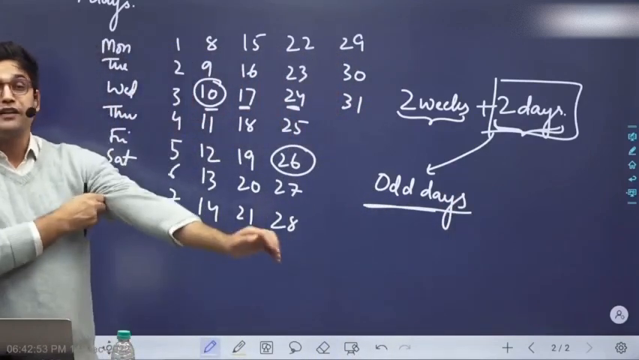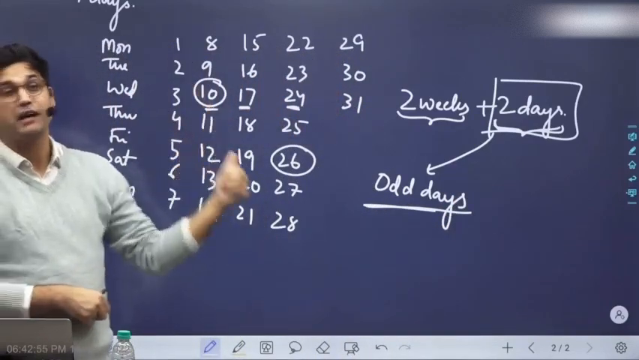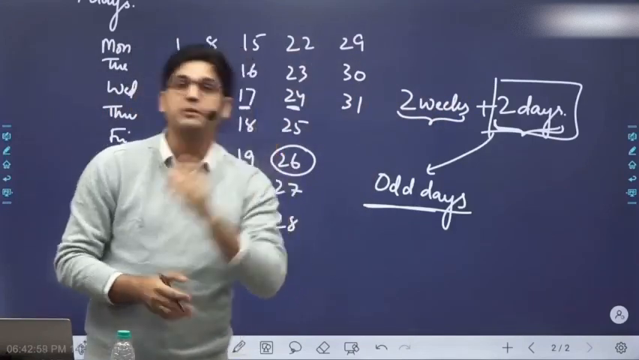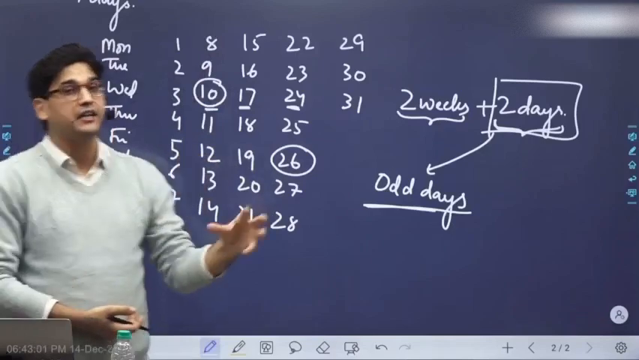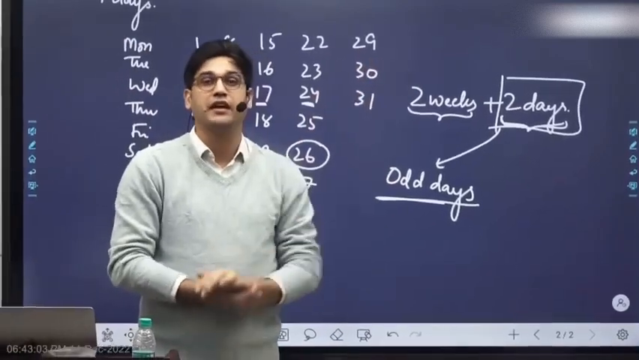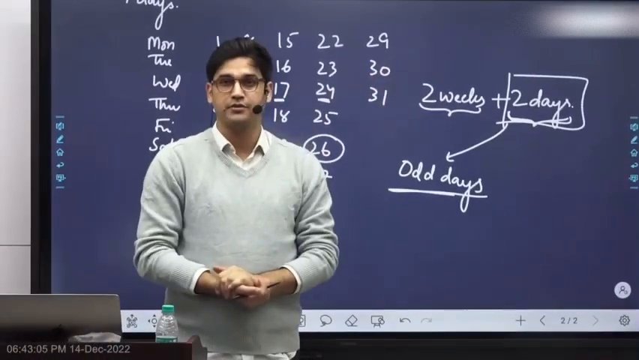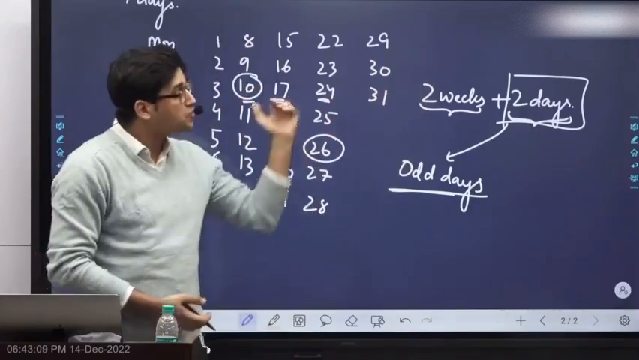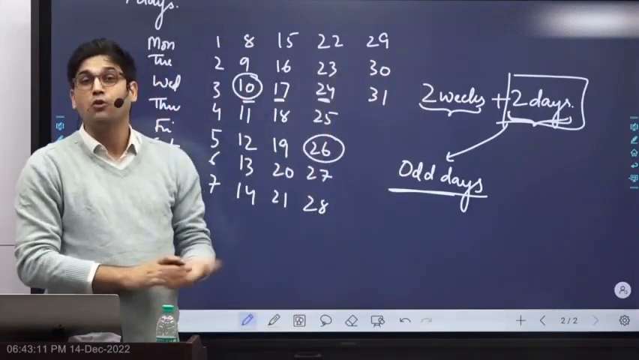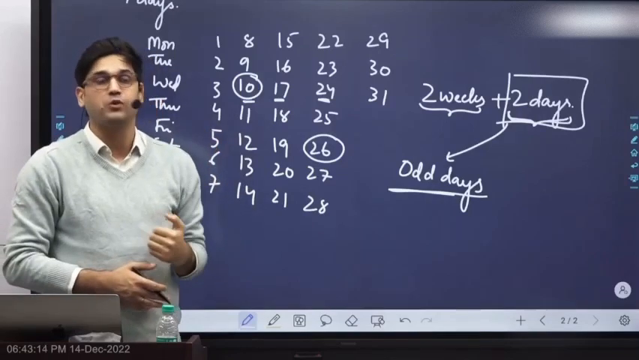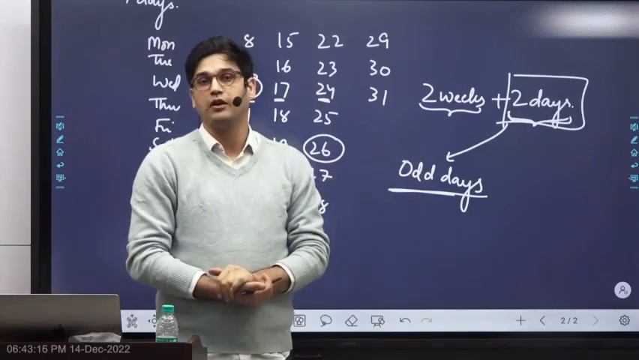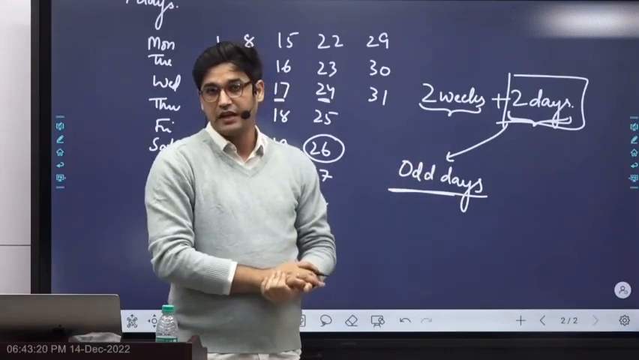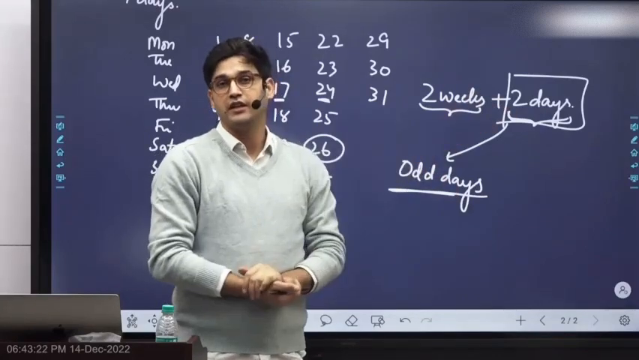So between your reference date and the target date, the reference date being the date for which information has been given to you, the target date being the particular date which you have to find out, it does not matter how many weeks have passed. The only thing that is of interest to us is the concept of odd days. If I know that there are, let's say, X number of odd days, I can find out what day of the week the target date is.